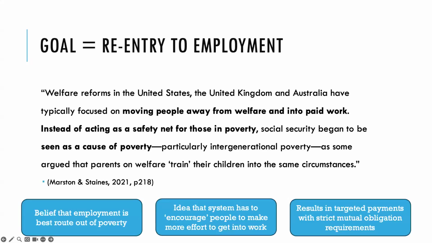So the belief is therefore that employment is the best route of poverty reduction and poverty alleviation, because the idea is also that systems have to encourage people to make more effort to get into work, rather than just relying on unemployment benefit and similar kinds of arrangement. So in a sense, the best route to poverty alleviation is all about employment rather than people just relying on social assistance.